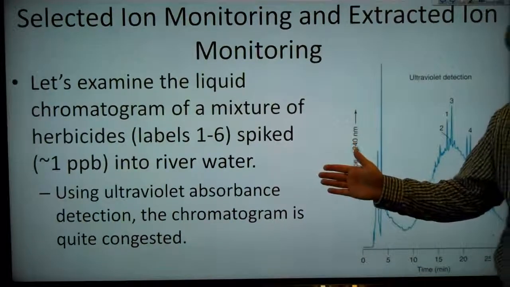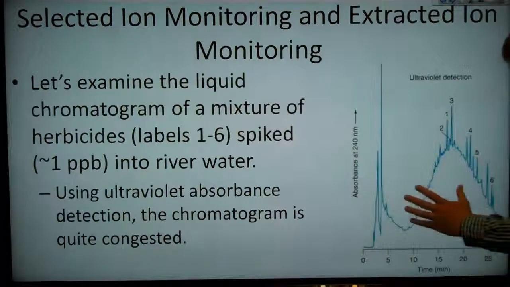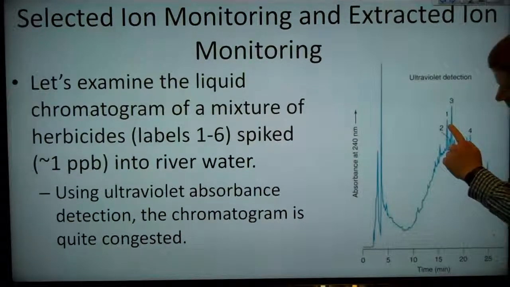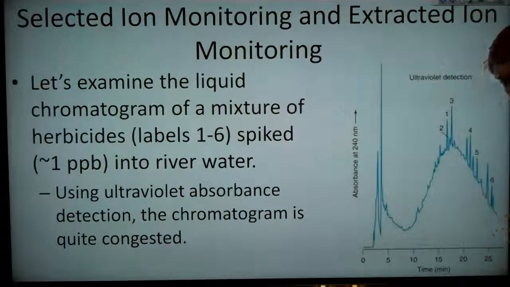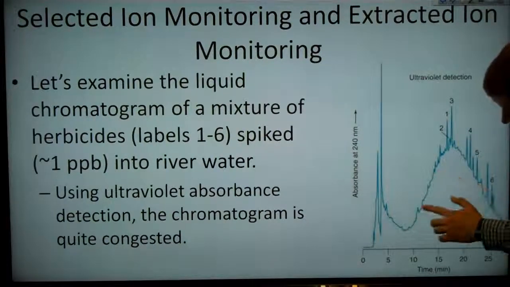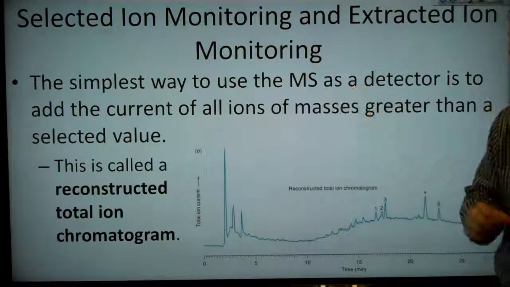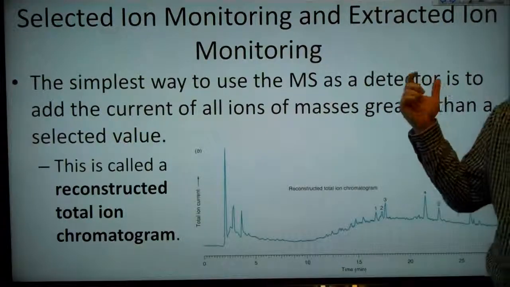Using ultraviolet absorbance detection, the chromatogram is quite congested. It looks something like this. And so you can see we've got labels 1 through 6 over here, but those are tiny peaks on top of this broad background.